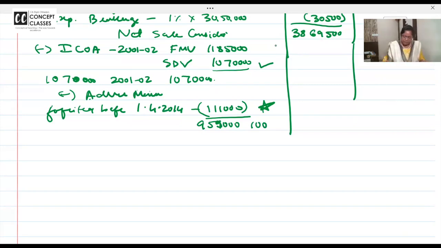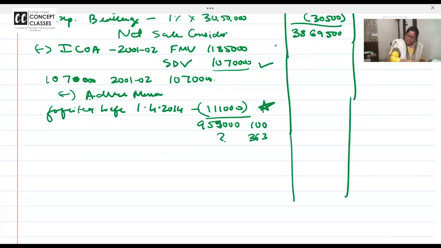100 has become 363. 100 has become 363. How much is 959? 9,59,000 into 363 divided by 100 is 34,81,170. 34,81,170.